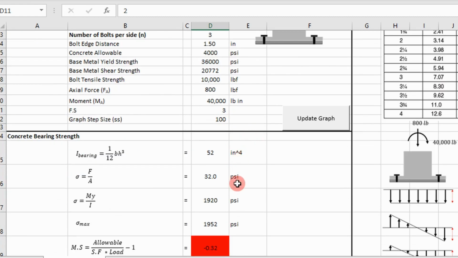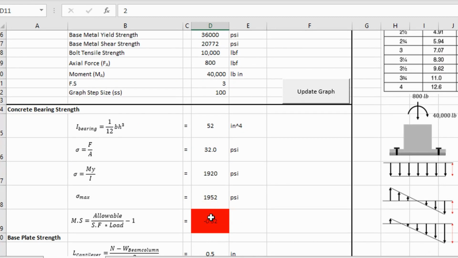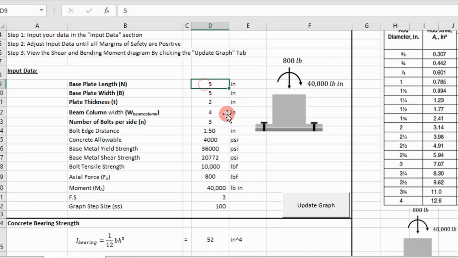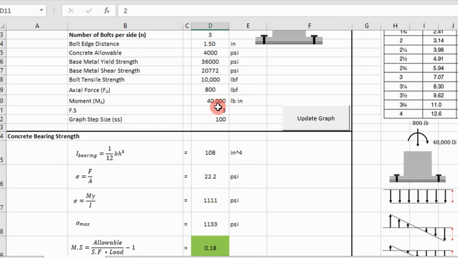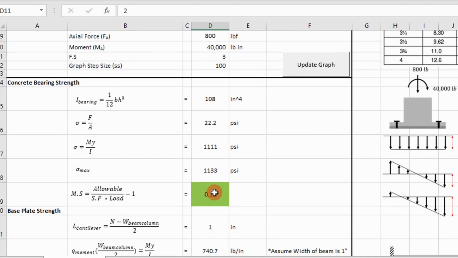Our margin of safety should change, and it does. It's negative, so we need to make our base plate bigger than that. So let's make it 6 by 6. And so our margin of safety is positive in that case.